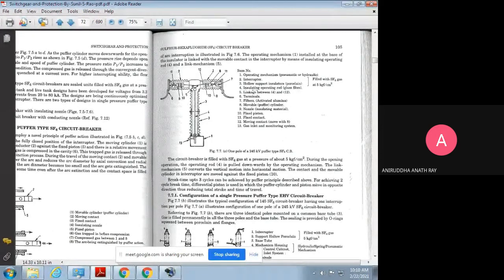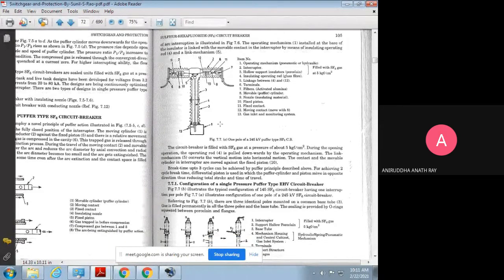Let us look at number four. You can see a rod-like structure over here; this is the insulating operating rod. With the help of this insulating operating rod and a link mechanism, the operating mechanism is connected to the moving contact. Where is the link mechanism? That is component number five. This is the link mechanism over here. As you can see, these are the interrupter units.